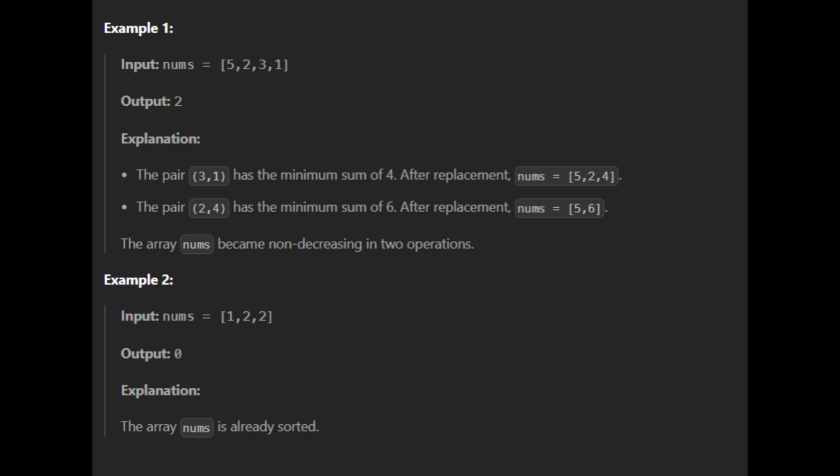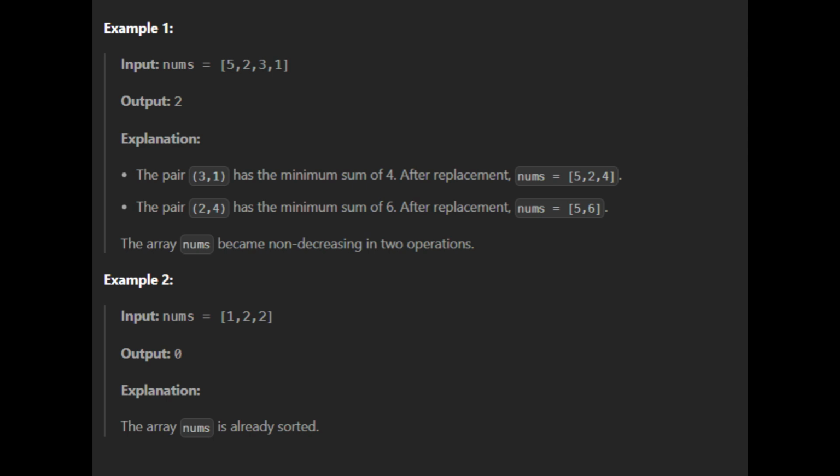Step 2. Repeat the process. Now check the new adjacent pairs. 5 plus 2 equals 7. 2 plus 4 is equal to 6. The minimum sum is 6, from the pair 2, 4. We replace this pair with their sum. After replacement, the array becomes [5, 6]. This is our second operation.